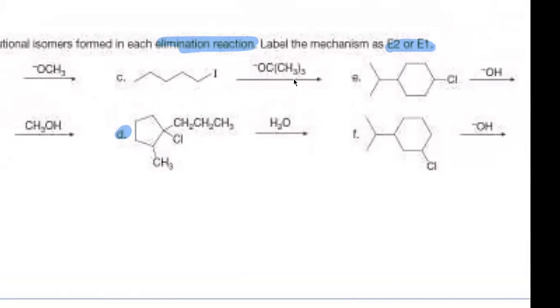So on D, where's the leaving group? Cl. It's chlorine, right? And what is the bond order where the leaving group is? Is it primary? Is it secondary? Is it tertiary? So this is my leaving group right here. Tertiary. It's on a tertiary carbon, and it's in water, which is protic. What does that tell you? Is it going to be E2 or E1? E1. It's E1. E1 is always done in a protic solvent.